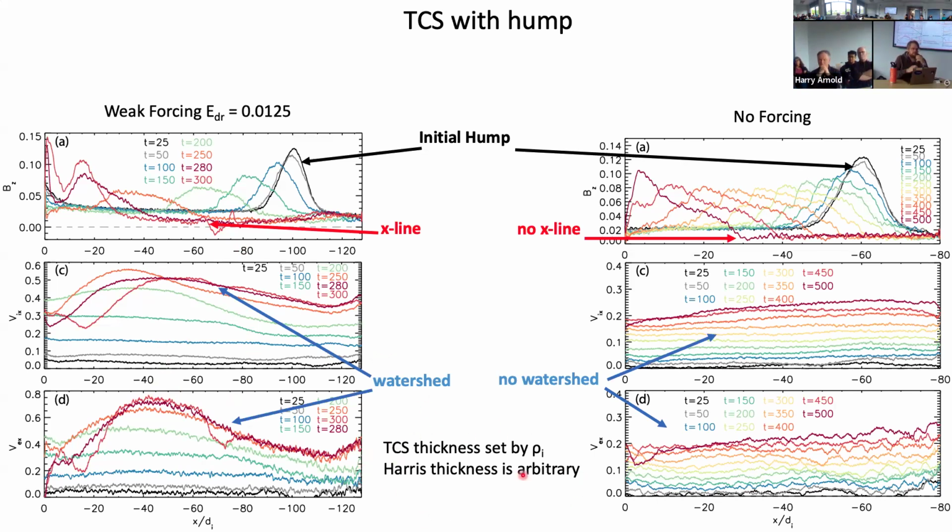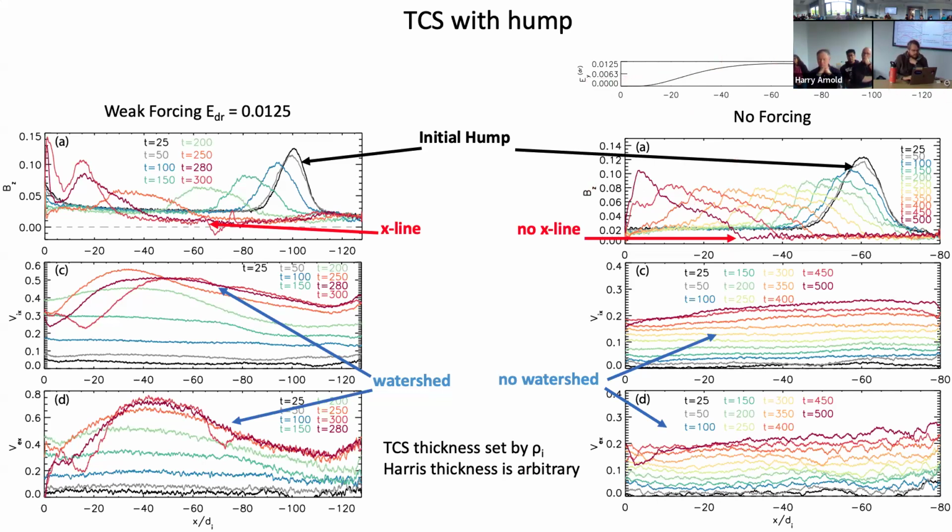And part of this might be because for thin current sheets, what sets the thickness of that current sheet is that ion Larmor radius, which is the size of your figure 8 orbit. But for a Harris current sheet, the thickness is arbitrary. You set it to whatever you want. And in fact, in those earlier Harris simulations with the BZ hump instability, the current sheet was under 2 ion Larmor radii, which is basically where your thin current sheet is set. So that could be playing a part in the stability.